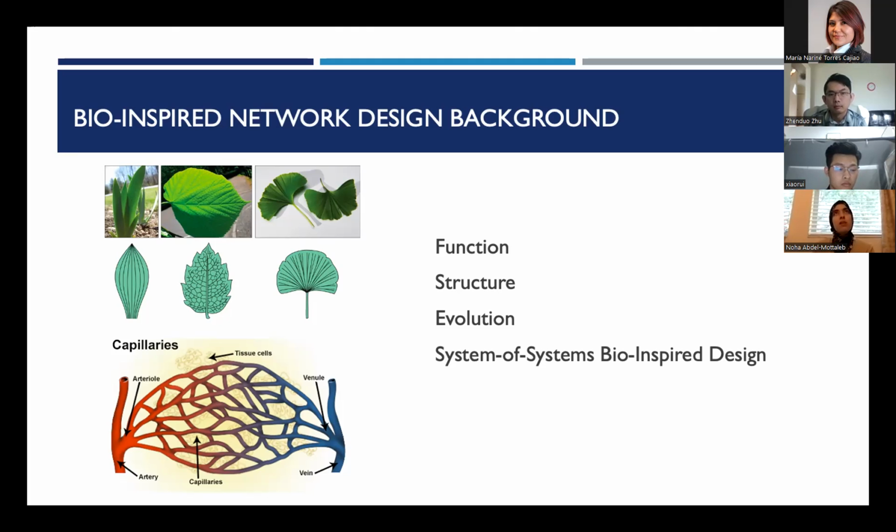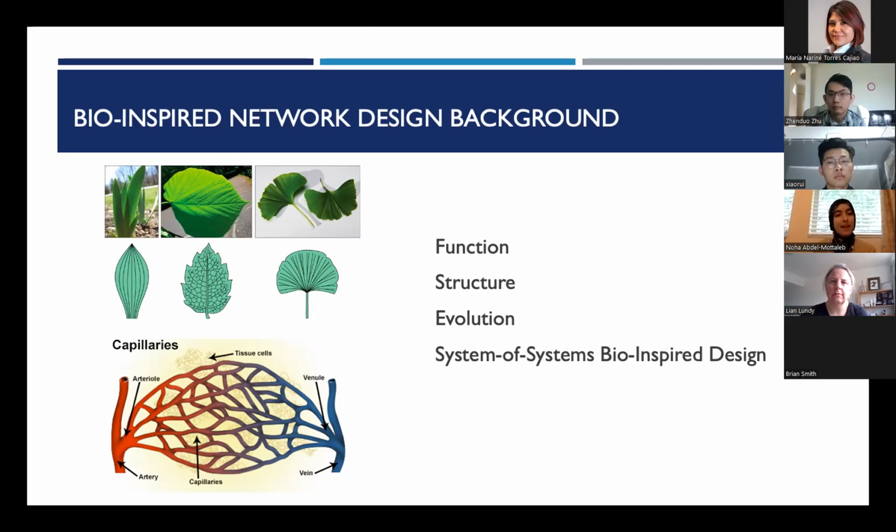And so there may be some information to be used from that field as well. And here I just want to make note that when we say bio-inspired design, it does not mean that we're just going to choose one organism and mimic that and design the network based on that one organism. We can gain insight from multiple organisms and then modify it and apply it to an engineered system like a water distribution network. And that would be called system of systems bio-inspired design. So just wanted to highlight that, not that we're getting into it today.